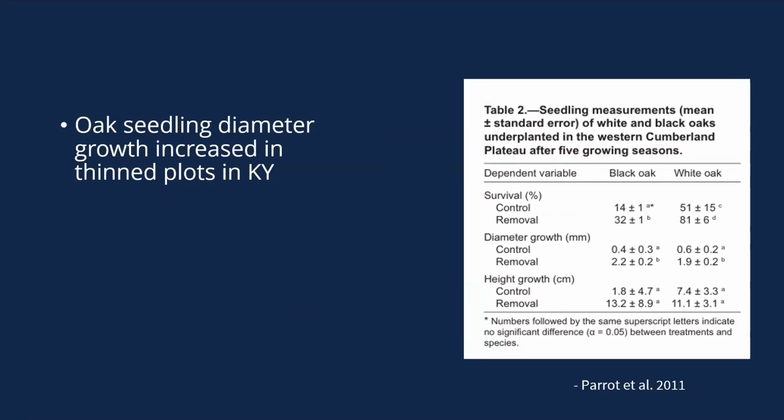Another study by Parrott and others found that the thinning really did increase seedling diameter and height for oaks. And so they did a thinning in an area. They looked at it after 5 growing seasons. They came back and they found that the survival of oak seedlings, the diameter growth of oak seedlings, and the height growth of oak seedlings were all higher in areas that they'd thinned versus areas that were not thinned ahead of time. So that does show that there was quite a bit of benefit to the seedlings on the ground from the thinning.